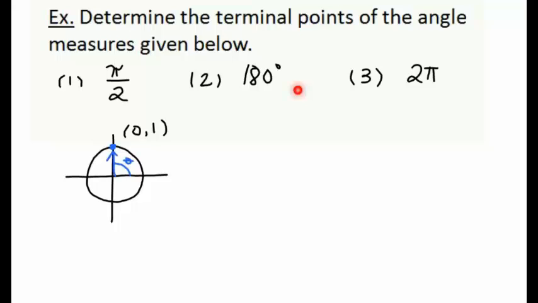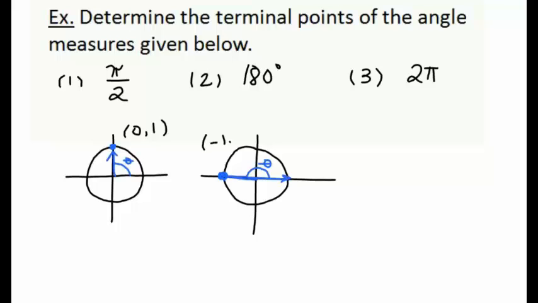The second terminal point we want to figure out is that for a measure of 180 degrees. So once again, we'll draw the xy plane with our unit circle, and 180 degrees is going to look like this. So here is our angle measure of theta, and our terminal point is over here on the left side. This terminal point is given as (-1, 0).